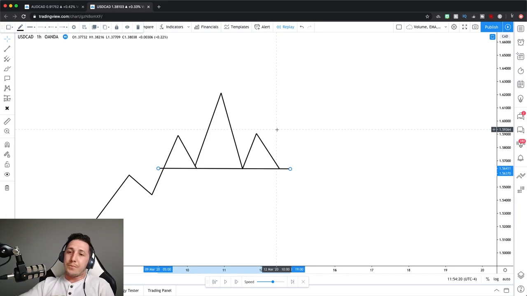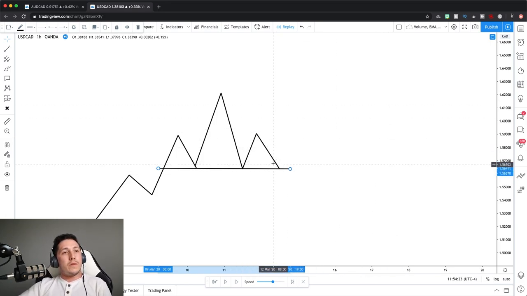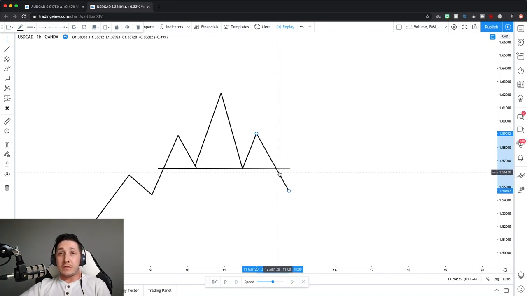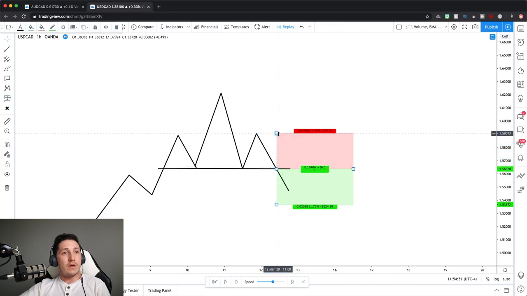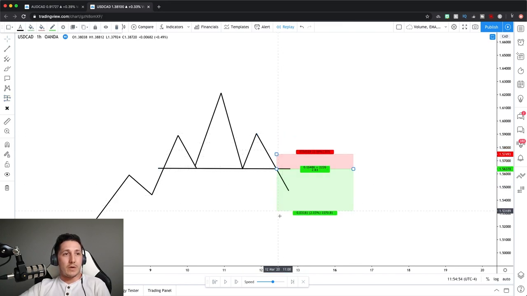Once this actually breaks, that confirms the pattern. If it doesn't break and it gets rejected, the pattern is not valid. So you're going to want to wait for a break to enter this. There are actually three different ways you can trade this pattern. You can trade it on a break. You can enter right there, have your position right there, set your stop roughly up there, and then set your target down there somewhere. You can enter right on the break if you want.